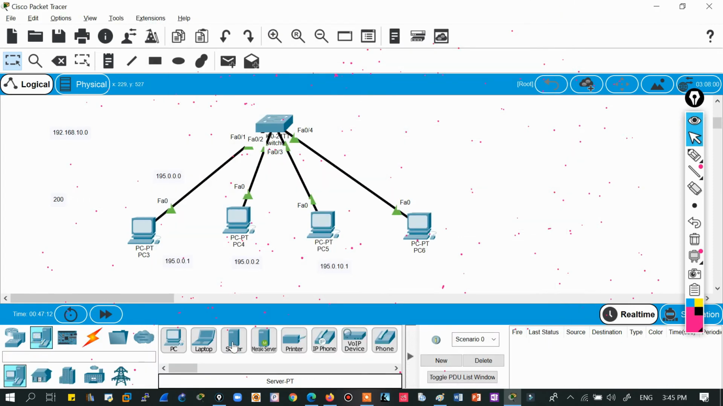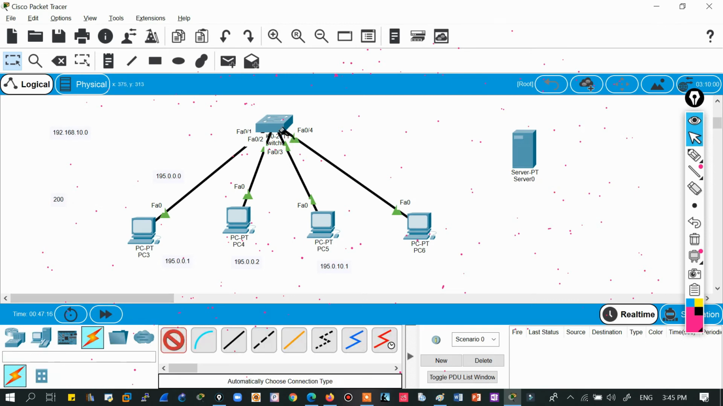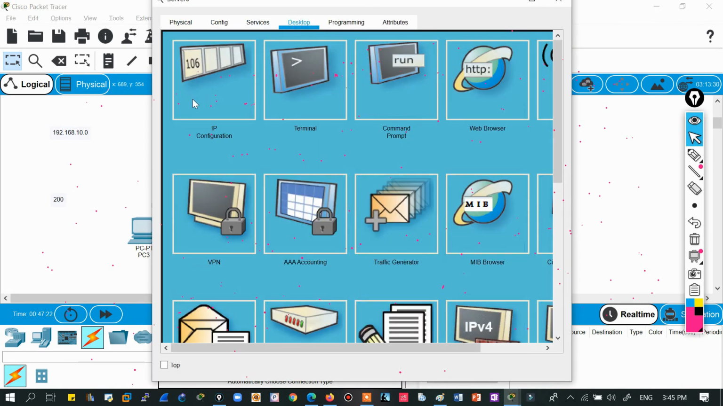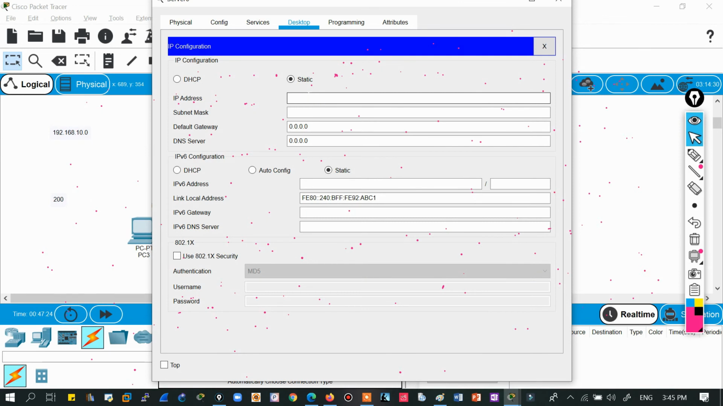Like this is my server and it is connected to my switch. So this is a local area network, this is my DHCP server. You need to assign some address to your device, the DHCP server. So let's say I assigned the IP 192.168.10.1 to the DHCP server, okay, and this is the subnet mask.